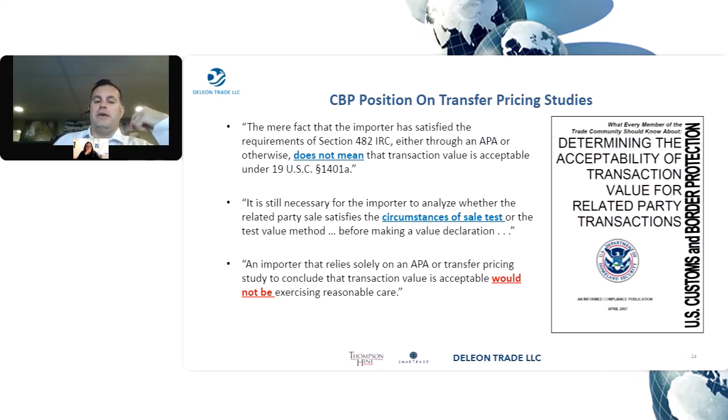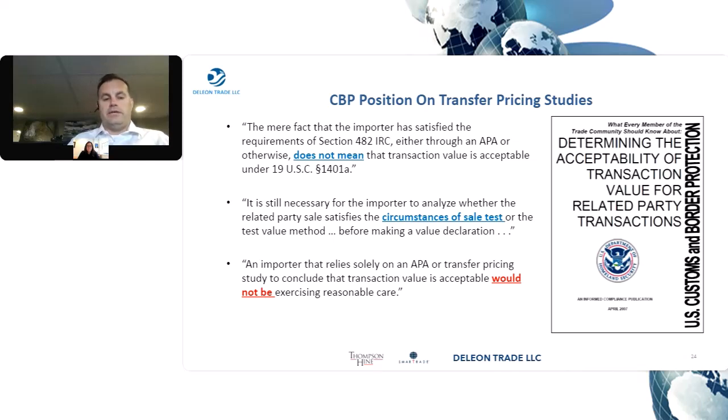Because there's this informed compliance publication, which I recommend to you if you have related party transactions. It's an easy read. It's Determining the Acceptability of Transaction Value for Related Party Transactions. The key thing that CBP said in there is the mere fact that you have satisfied the requirements of the IRS rules does not mean that transaction value is acceptable.